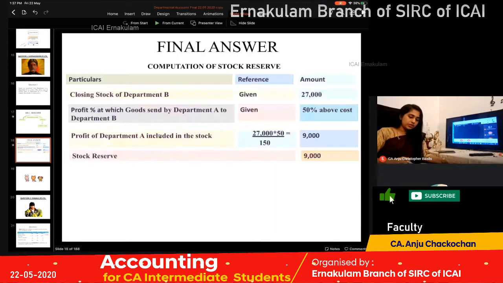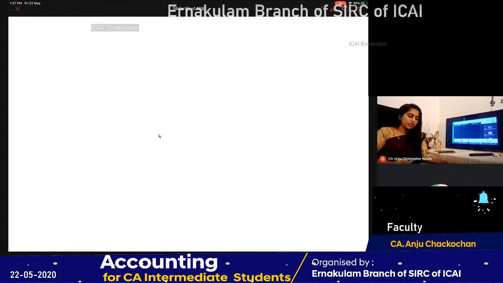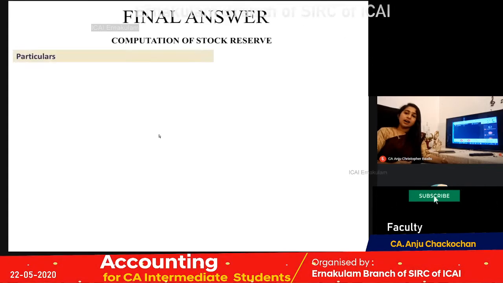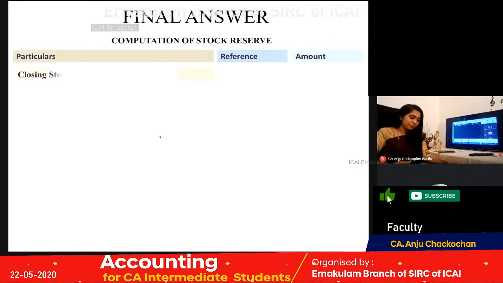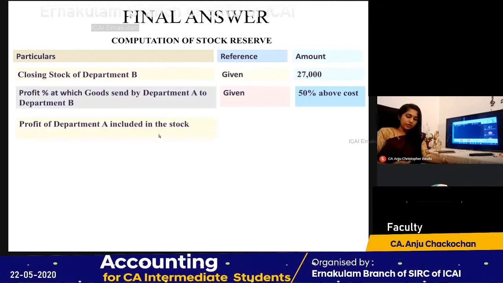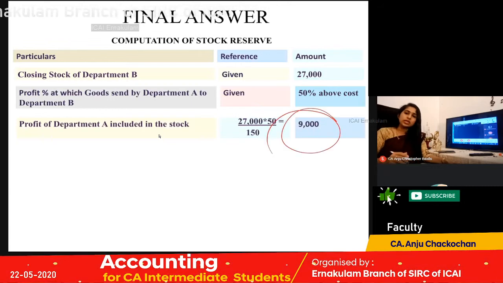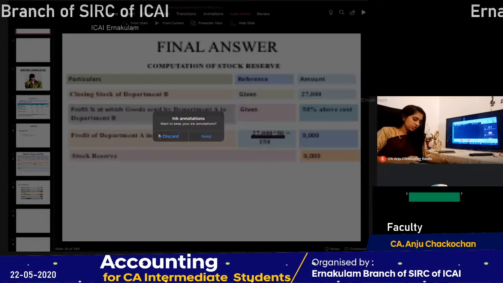Here we have the final answer. The closing stock was given, and on that closing stock we just had to compute the stock reserve. On that we just had to apply the GP percentage. All right, and then we got the stock reserve as 9,000. All right, students, so please glance through your notes as well. So 9,000 is the value of stock reserve that we got. All right, so here we go.